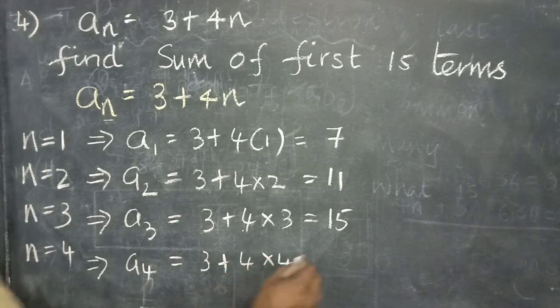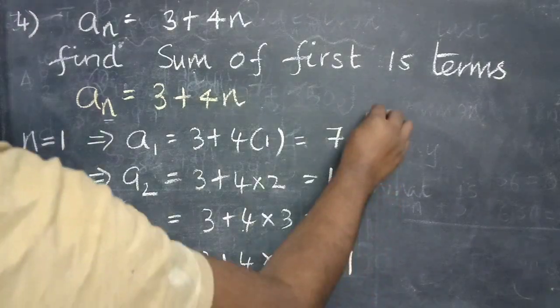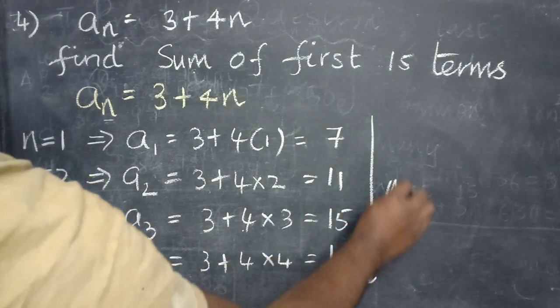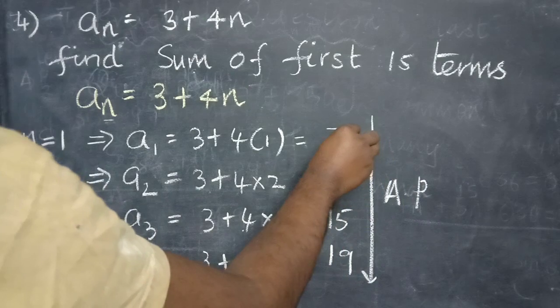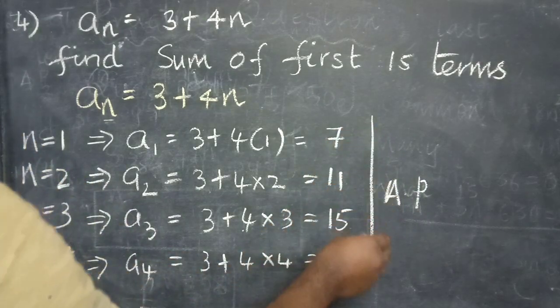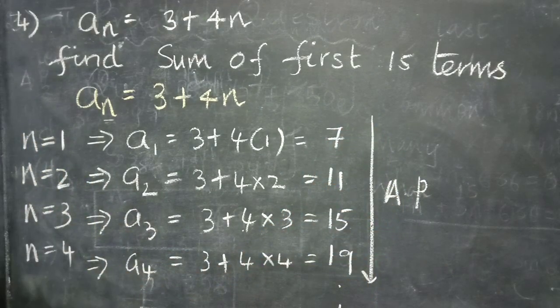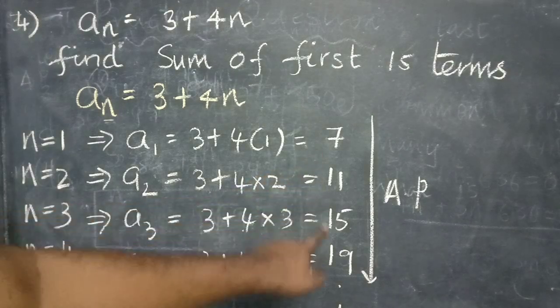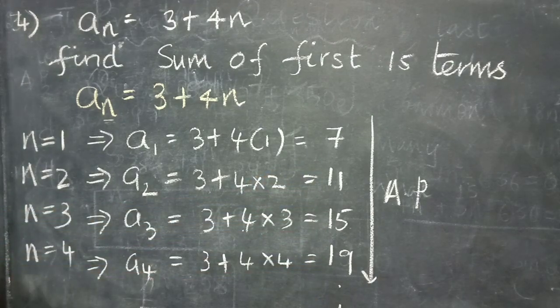16 plus 3 is 19. Therefore, the AP is what? The AP is 7, 11, 15 and 19, and the list will go on. Therefore, we have found out the AP. Now we need to find out the sum of 15 terms.